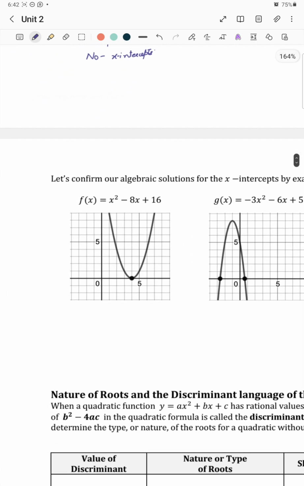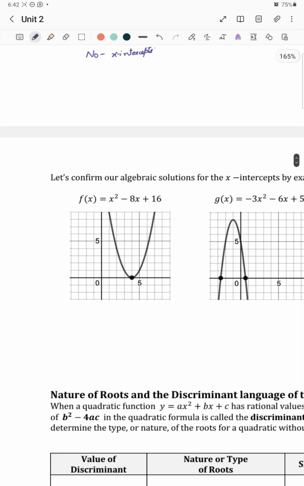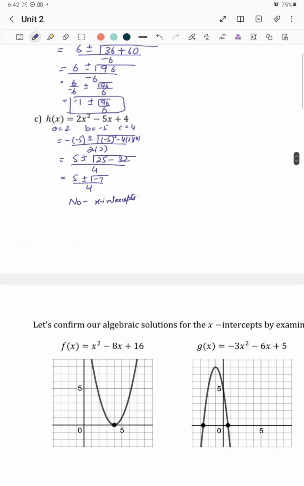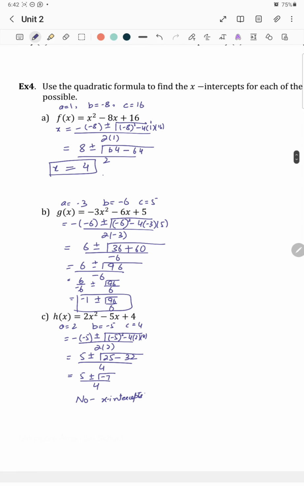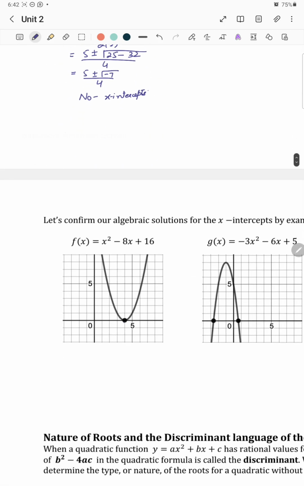So for the first one, f is equal to x square minus 8x plus 16. So what was our root for the first one? Our root was x is equal to 4. So let's check it, x is equal to 4 over here. So it has two real roots and both are x is equal to 4.